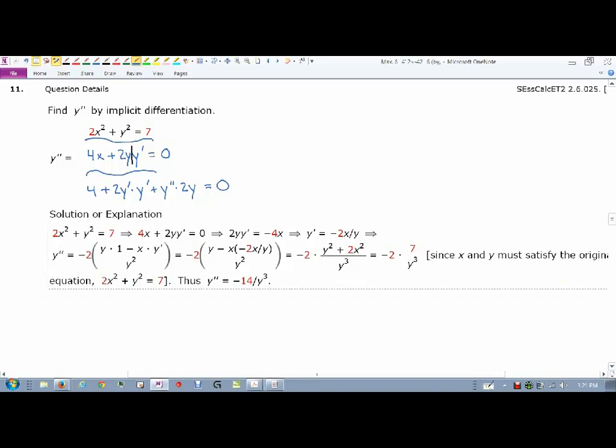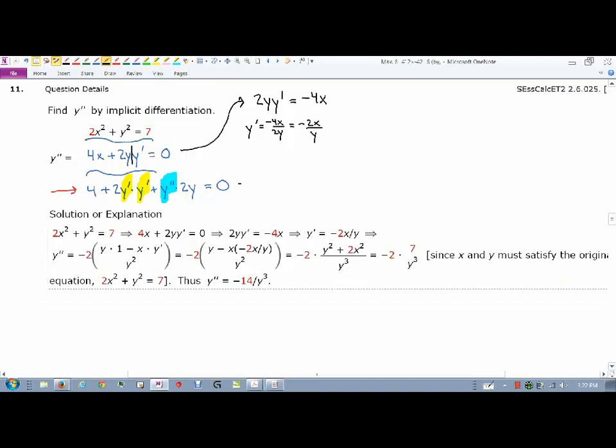Now, my answer right now has the y double prime, which is what we're trying to find, I'm happy, but I also have a y prime in here and a y prime, and we would like our y double prime to be in terms of just x and y, not y prime also. So what I'm going to do is take my equation here and solve it for y prime. So I'll leave 2y prime on one side, take the 4x to the other side, then divide by 2y. And that gives me negative 2x over y. So that's what y prime is.